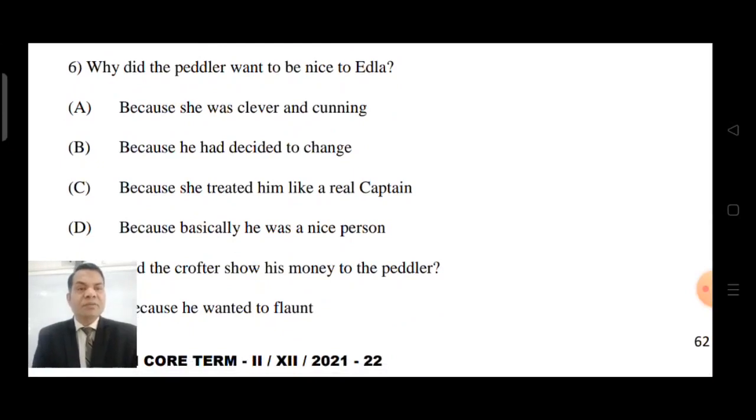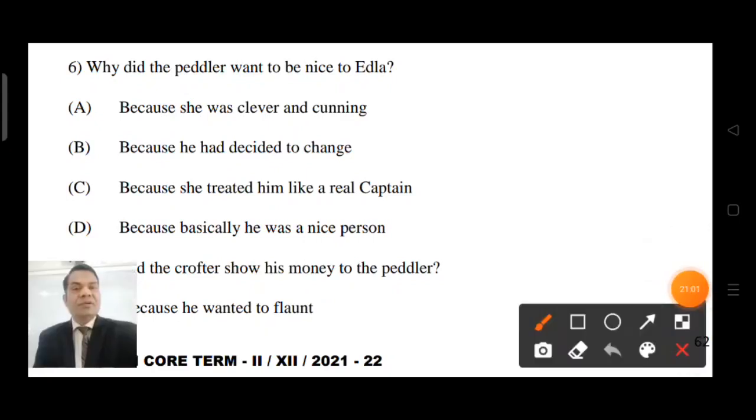Why did the peddler want to be nice to Edla? Because she was clever and cunning, because he had decided to change, because she treated him like a real captain, because basically he was a nice person. So simply we all know, because she treated him like a real captain.